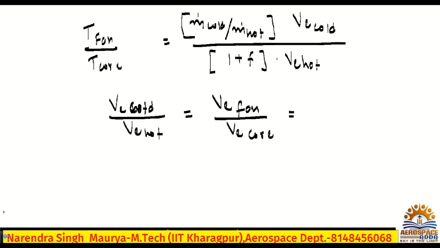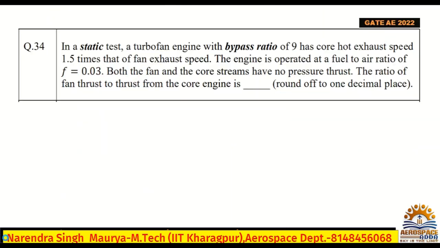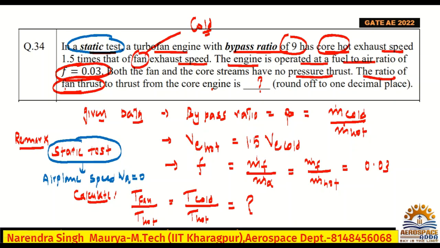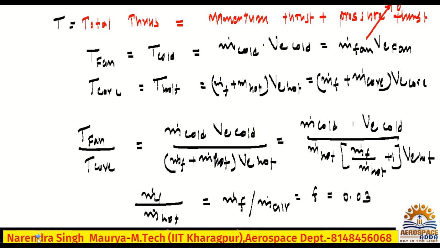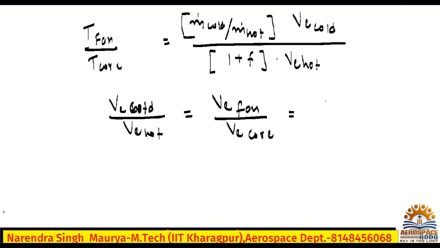Can you tell me what is the ratio here, it is given? Check. See, V hot is equal to 1.5 times V cold. So you can say V cold by V hot is nothing but 1 upon 1.5. Yes or no? V exit of the cold air divided by V exit of the hot air will be 1 upon 1.5. So this should be very clear. So this ratio they have given clearly, 1.5. Now all the values we need to write here. It is T fan divided by T core.